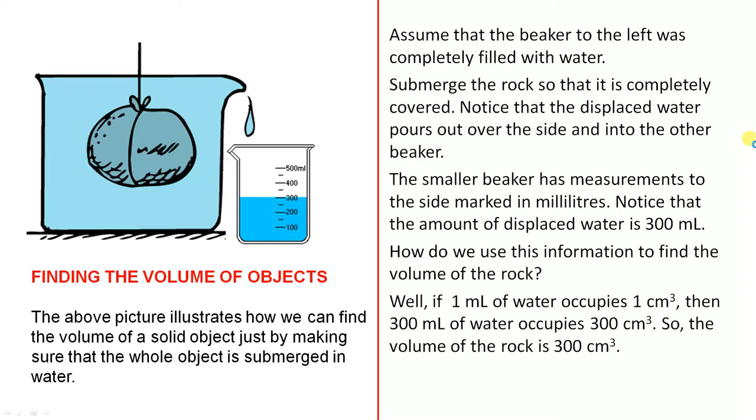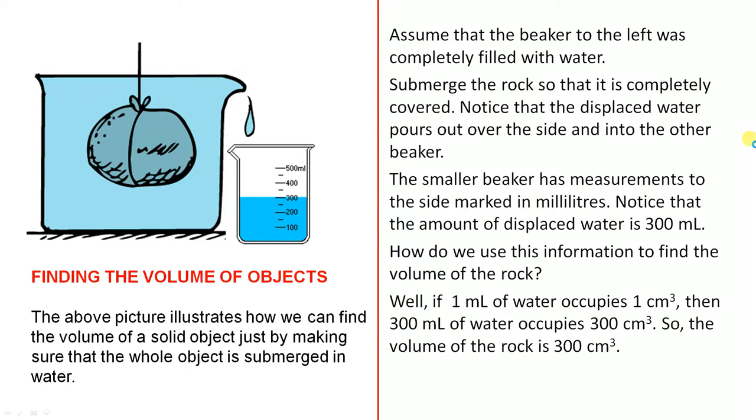Finding the volume of objects. The above picture illustrates how we can find the volume of a solid object just by making sure that the whole object is submerged in water. Assume that the beaker to the left was completely filled with water. Submerge the rock so that it is completely covered. Notice that the displaced water pours out over the side and into the other beaker.